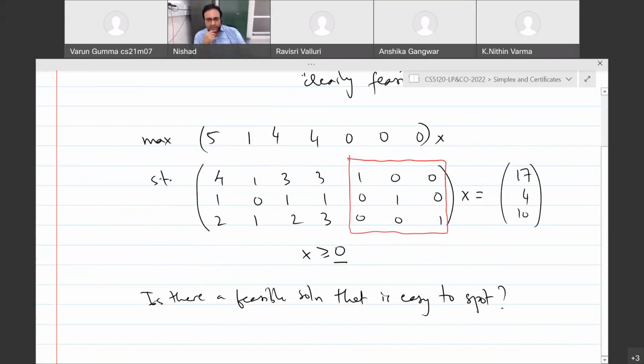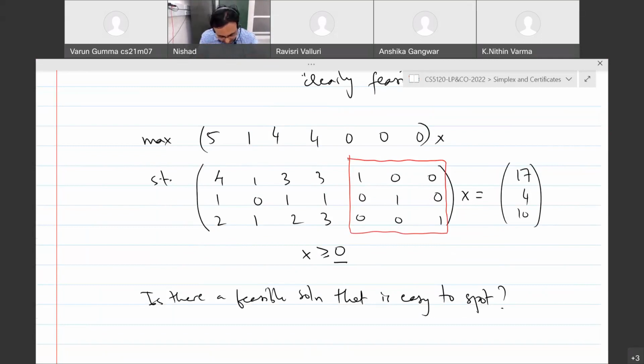It is not a coincidence. It was deliberately chosen to be 1. And now you can clearly read off a feasible solution. Set all the variables to 0 except for the last 3, x5, x6, x7. Set them to the right hand side, 17, 4, and 10. And that is a feasible solution, right?